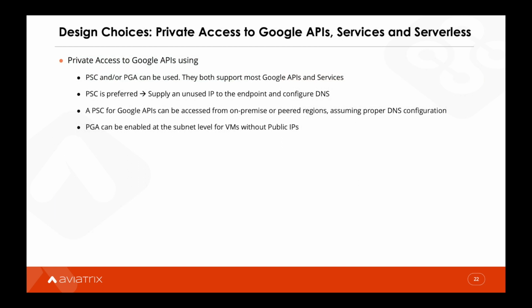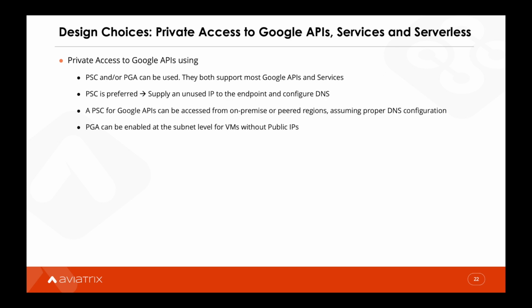So what are your design choices when you want to connect to the Google APIs or other Google services on private link or using private RFC 1918 IP addresses? Let's say you want to connect to Google APIs. Your option is that you can use PSC or you can use PGA. They both support most Google APIs and services. But like I said before, PSC is preferred.